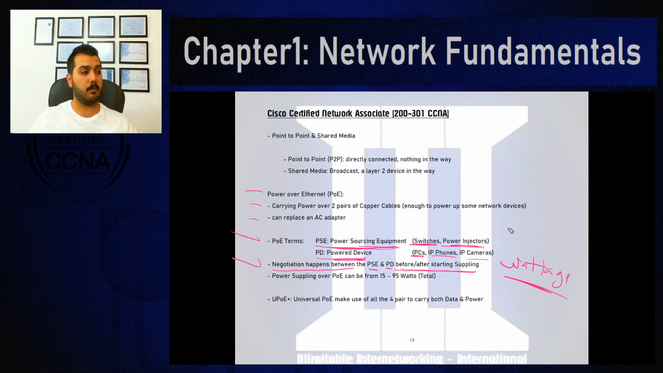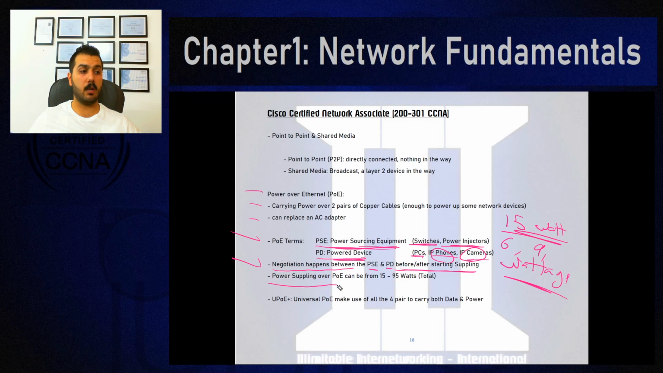Maybe it needs up to 15 watts for this IP phone to function properly, maybe 6 or 9 watts. That depends on the model and the functions of the IP phone. Maybe it has an LED screen, maybe only a simple digital screen, maybe it comes without even a screen. It depends on the type of the camera, the phone, or whatever the PD type is.